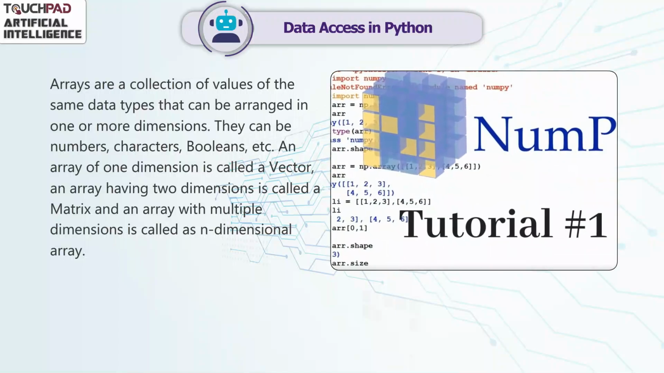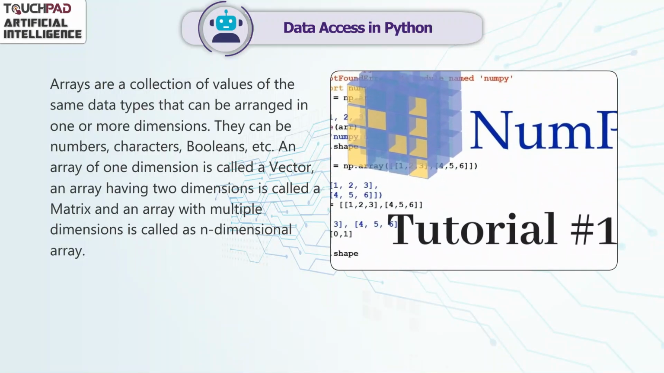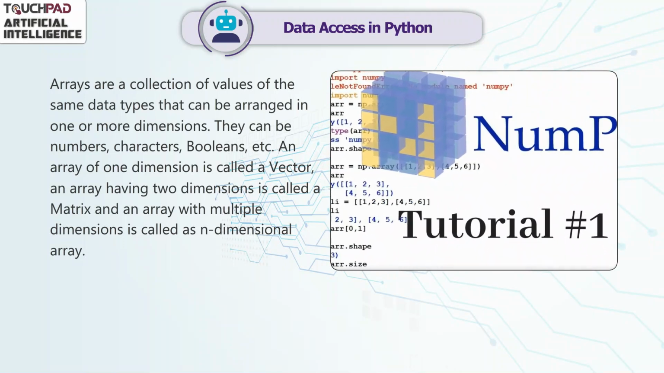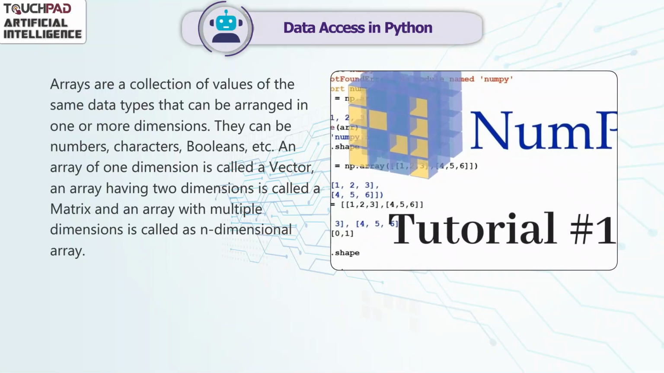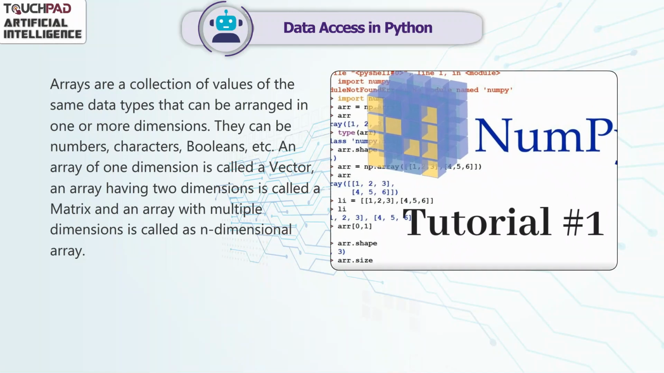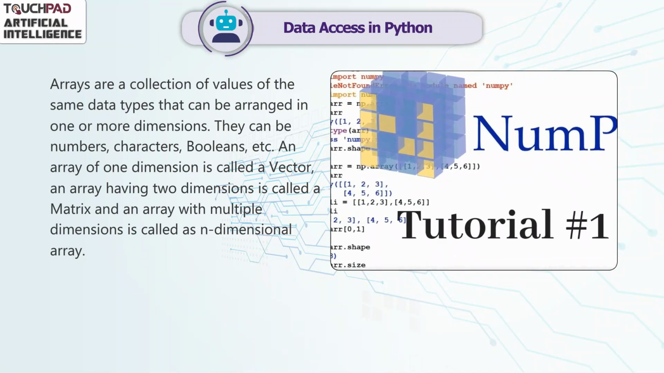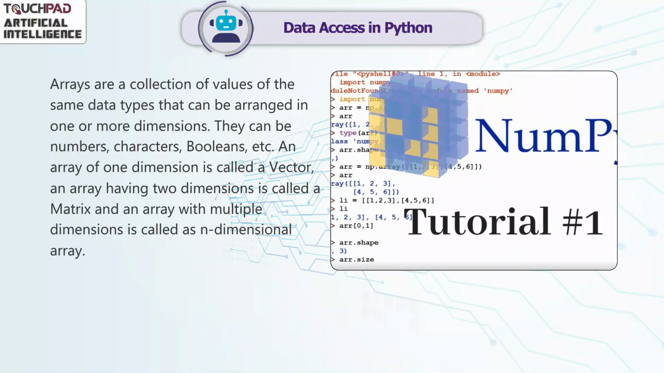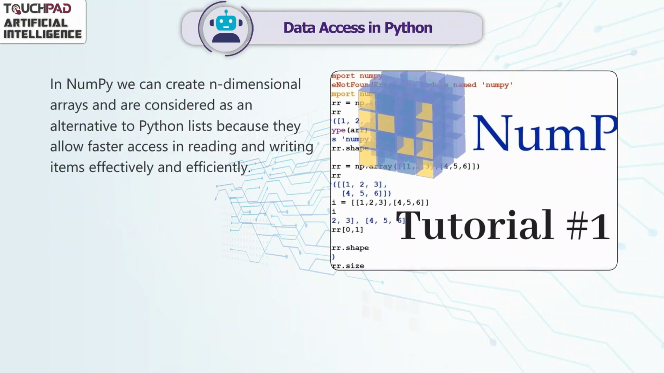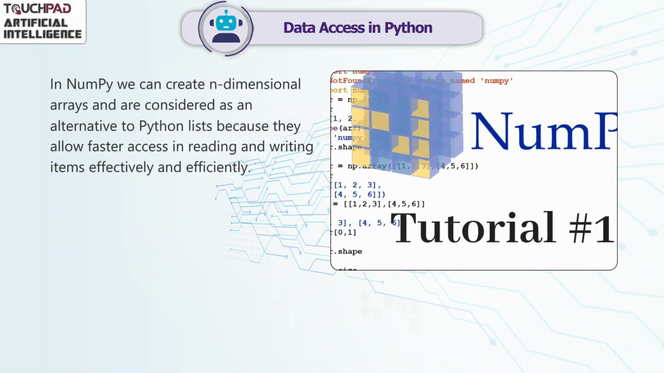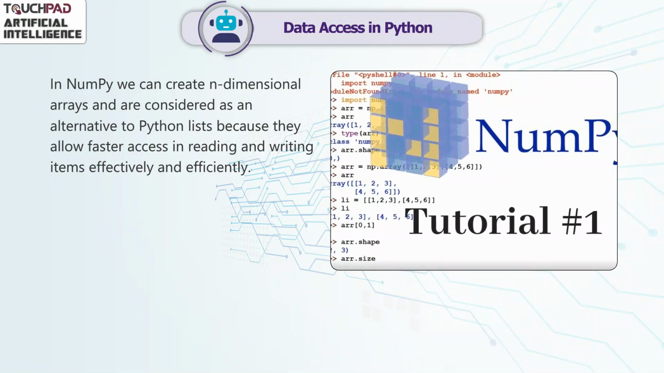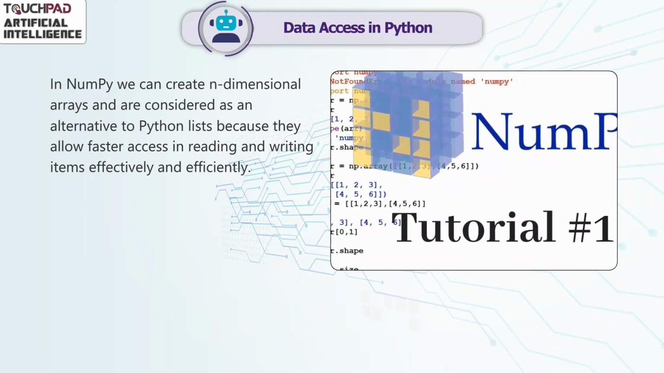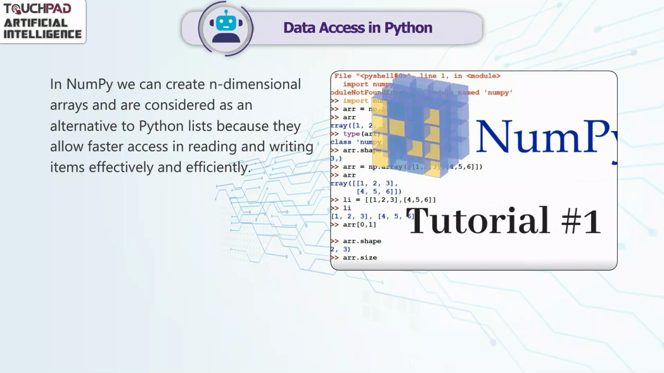Arrays are a collection of values of the same data type that can be arranged in one or more dimensions. They can be numbers, characters, booleans, etc. An array of one dimension is called a vector. An array having two dimensions is called a matrix. And an array with multiple dimensions is called an n-dimensional array. In NumPy, we can create n-dimensional arrays, and they are considered an alternative to Python lists because they allow faster access in reading and writing items effectively and efficiently.